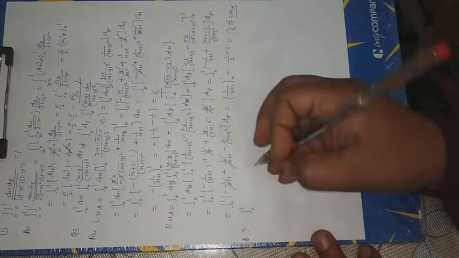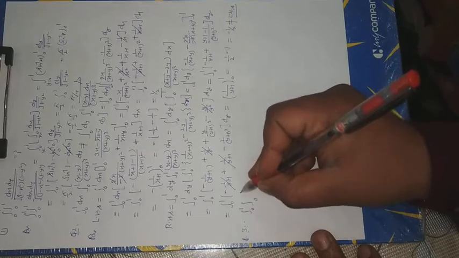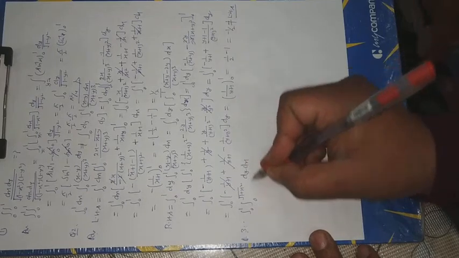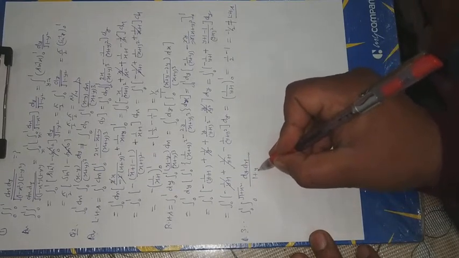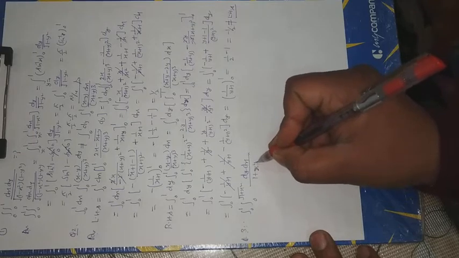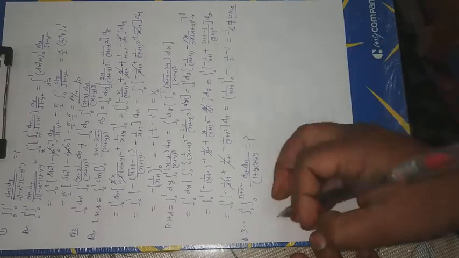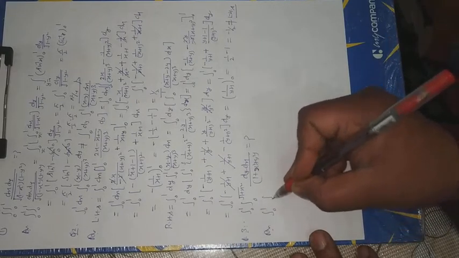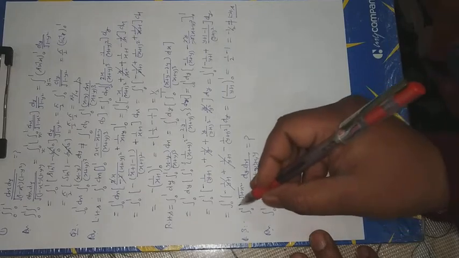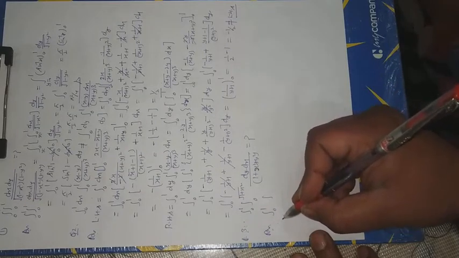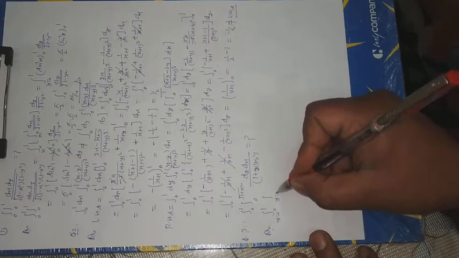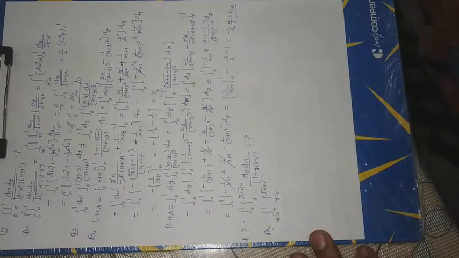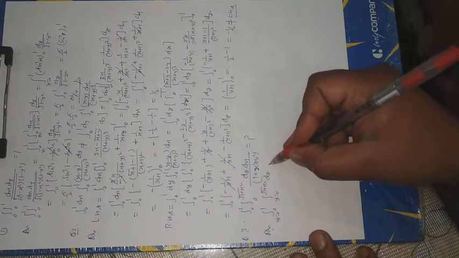Integral limit 0 to 1, integral limit 0 to under root 1 plus x square, dy dx upon 1 plus x square plus y square. Now answer is integral limit 0 to 1, integral. Sorry, this is the limit of x, or this is the limit of y. Y is equal to 0 to under root 1 plus x square. Now dy dx.